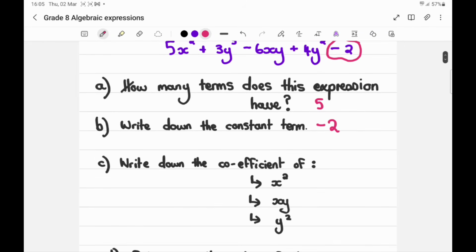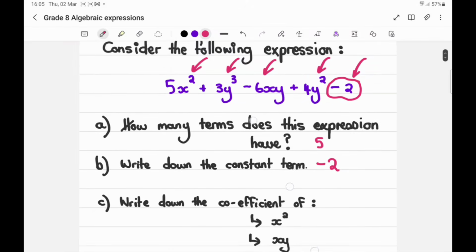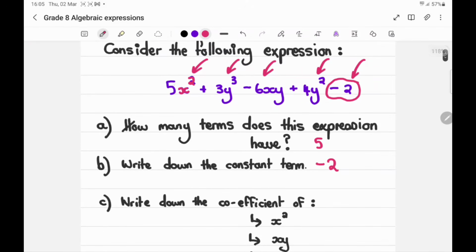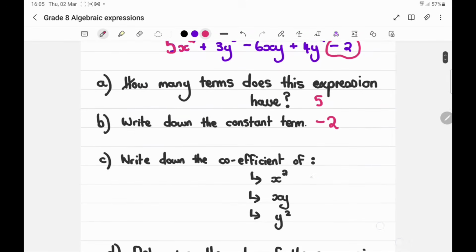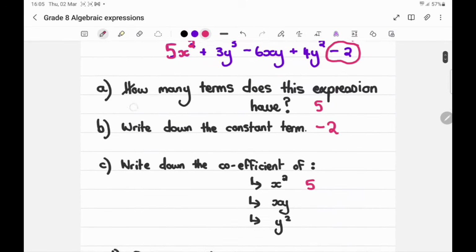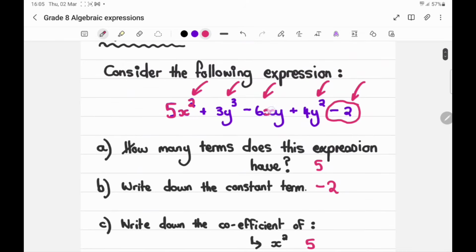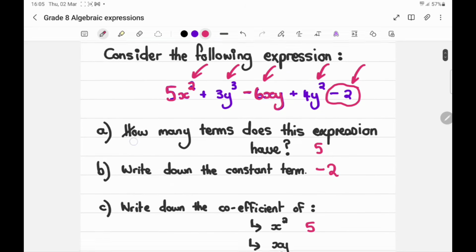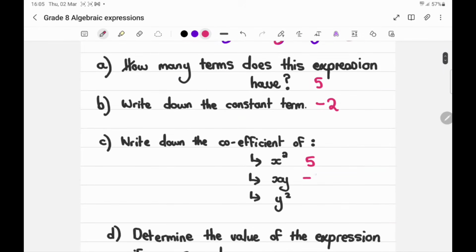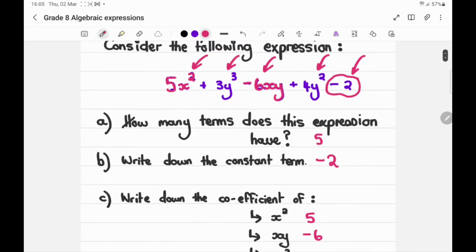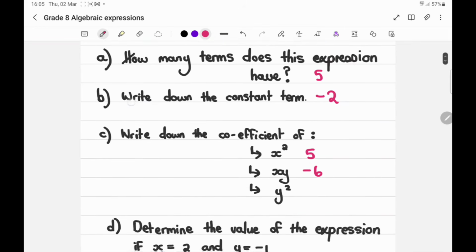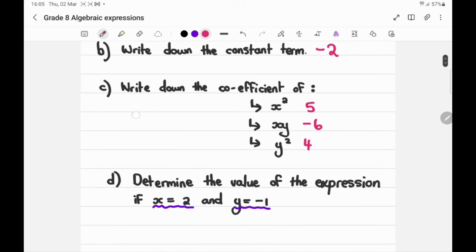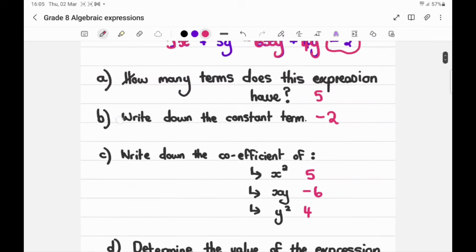Then number C, they say write down the coefficient of x squared. So then you just have to go look, where's x squared and what is the coefficient there? 5. What is the coefficient of xy? So over here, there's your xy. What is in front of it? So please remember the sign. It's not just a 6, it's a -6. Then for the y squared, what is the coefficient of y squared? A +4.